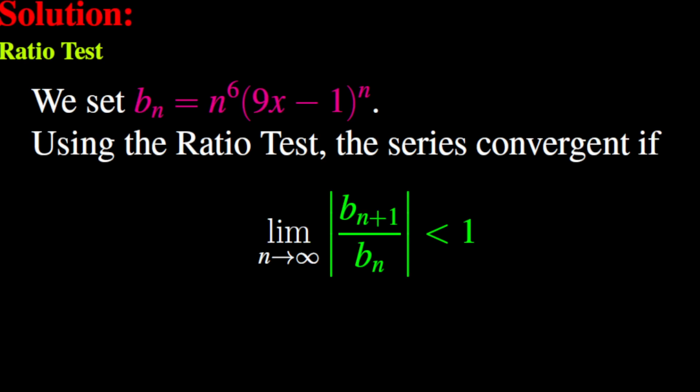We define the sequence b_n as n to the power 6 times (9x minus 1) to the power n. In order to determine the interval of convergence of the series, we will use the ratio test. The series converges if the limit of the absolute value of the ratio of the n plus 1 term to the nth term is less than 1.